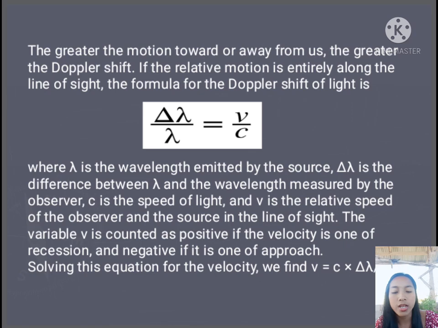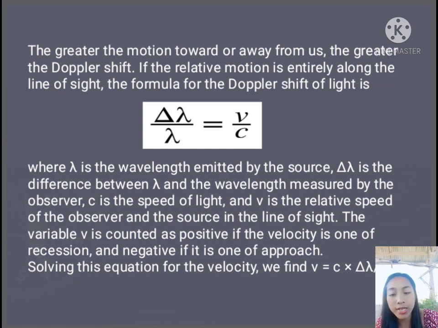If the relative motion is entirely along the line of sight, the formula for the Doppler shift of light is Δλ/λ = V/C, where λ is the wavelength emitted by the source, Δλ is the difference between that and the wavelength measured by the observer, C is the speed of light, and V is the relative speed of the observer and the source along the line of sight. The variable V is counted as positive if the velocity is one of recession and negative if it is one of approach. Solving this equation for the velocity, we find V = C Δλ/λ.